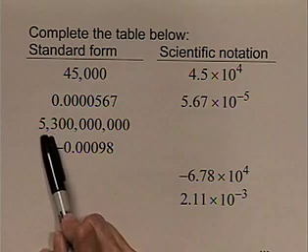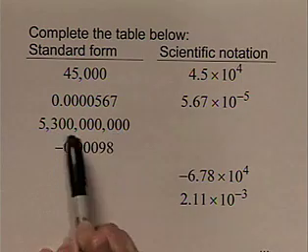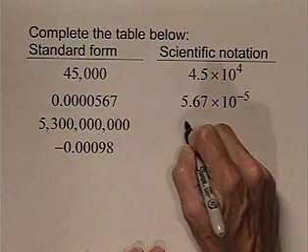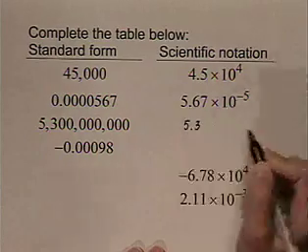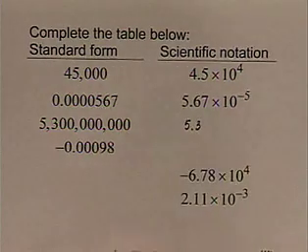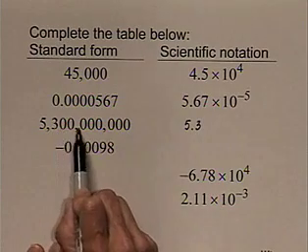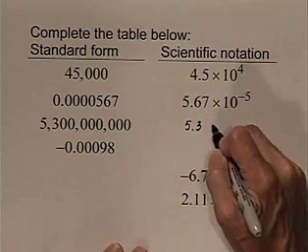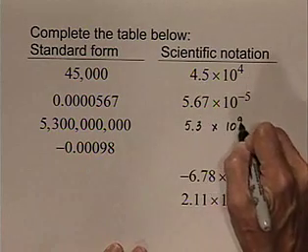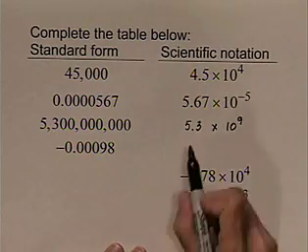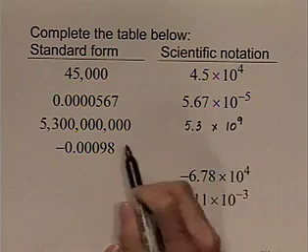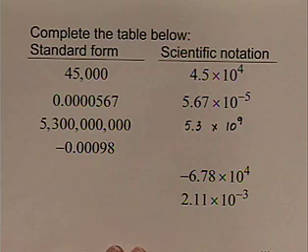Here we have 5,300,000,000. We want to write the first part of the scientific notation as 5.3. So we have a number between 1 and 10. And there are 1, 2, 3, 4, 5, 6, 7, 8, 9 decimal places needed. So we write 10 to the positive 9th because the decimal point would have to move in the positive direction to get the standard form.